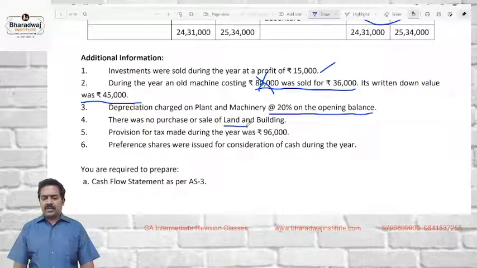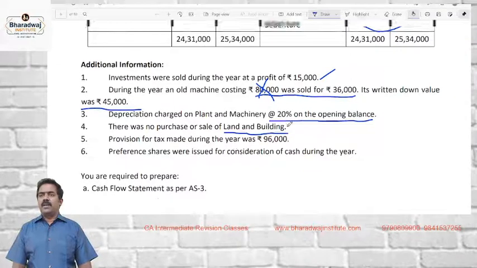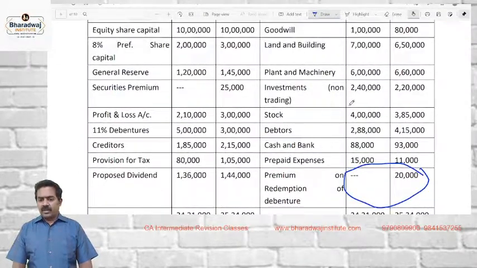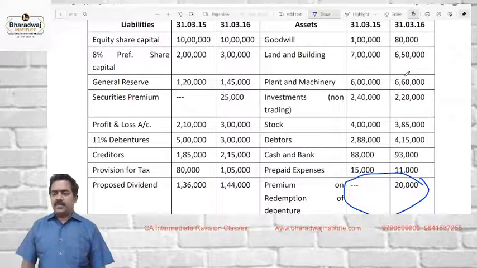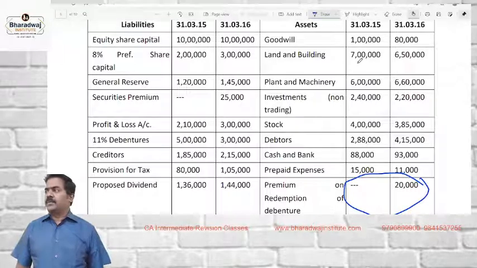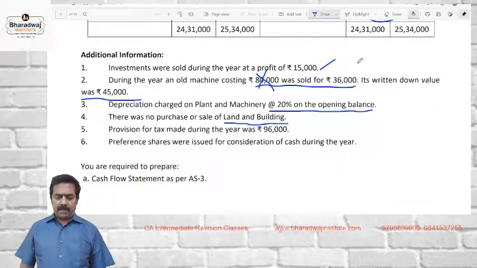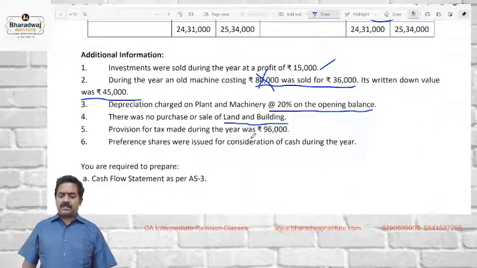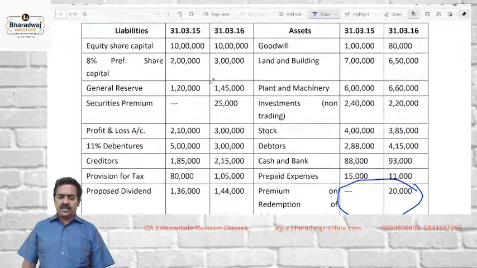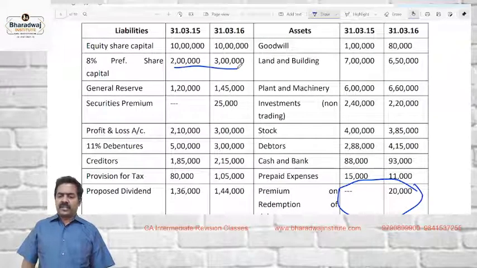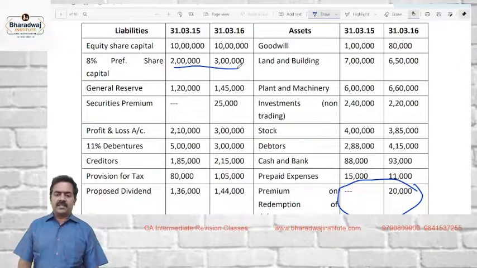Then there was no purchase or sale of land and building. What is the meaning? Look at land and building, opening value 7 lakhs, closing value 6 lakhs 50, means we sold it or depreciation? Depreciation. Then provision for tax, paid or made? Made during the year, which means we created a provision. Current year provision is given to us. Preference shares were issued for cash consideration, which means that will be taken as which one? Financing activity inflow.